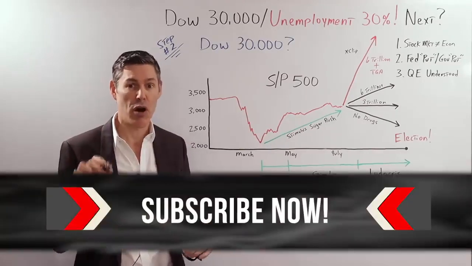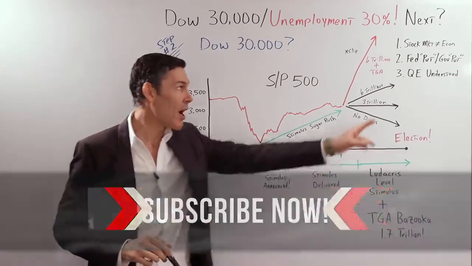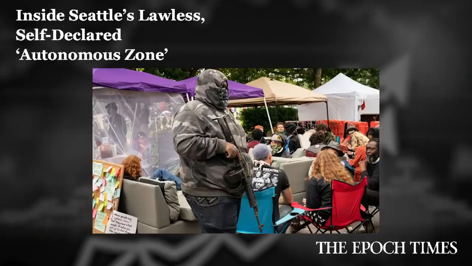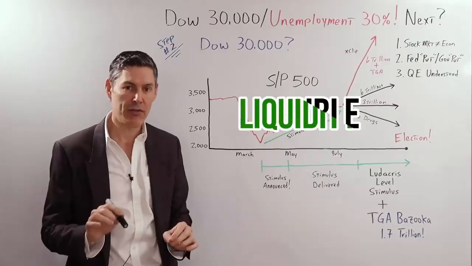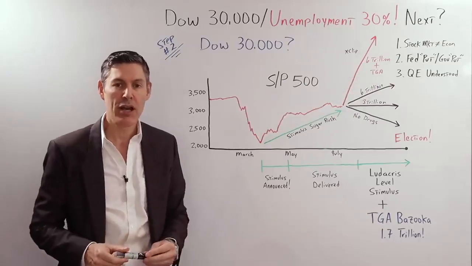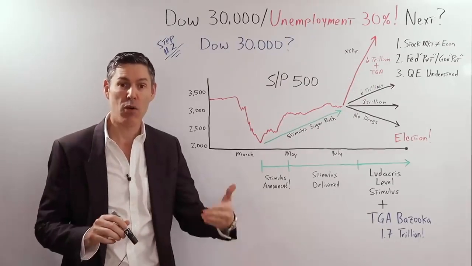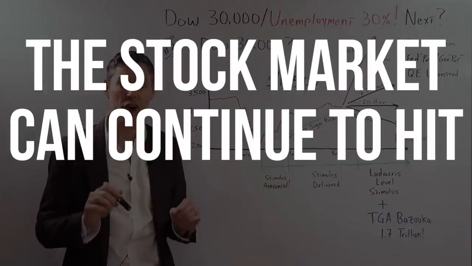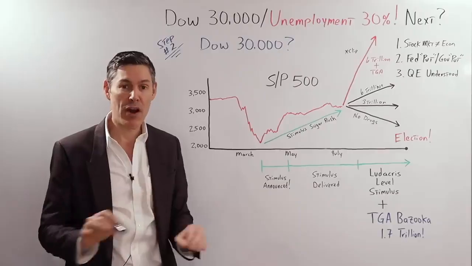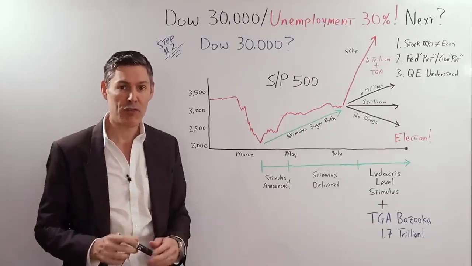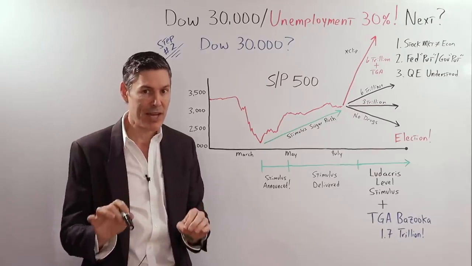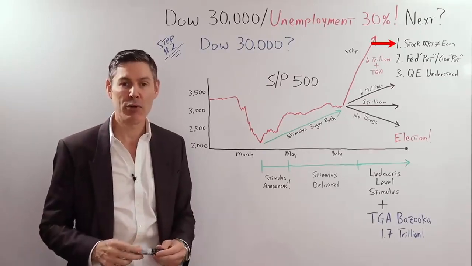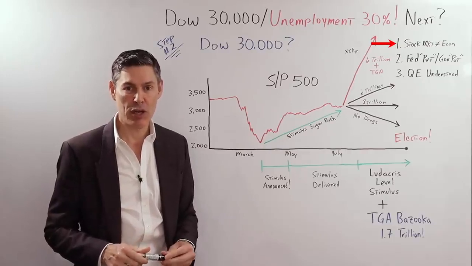Just to reiterate, to make sure we're all on the same page, the economy could be horrible. It could be an autonomous zone. It could be Chaz. But as long as there's enough liquidity going into the stock market and being created by either the government or the Fed, the stock market can continue to hit all-time highs. Very counterintuitive, especially if you're new to this channel. But the best takeaway is to completely forget that there's any tie between the stock market and the real economy.